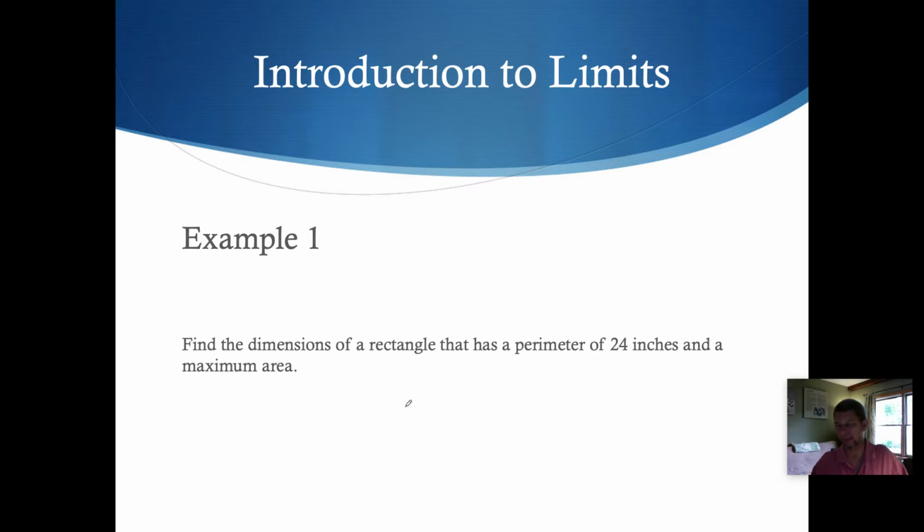So the way that we're going to introduce limits to you is starting with an example. I'm going to ask you to find the dimensions of a rectangle that has a perimeter of 24 inches and a maximum area. First and foremost, if you look at a rectangle, we know it's got four sides.